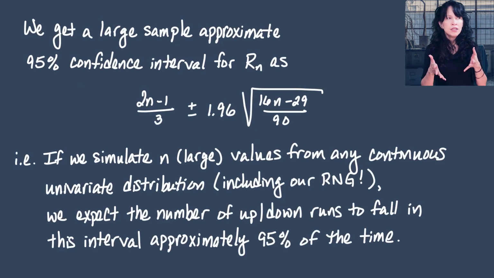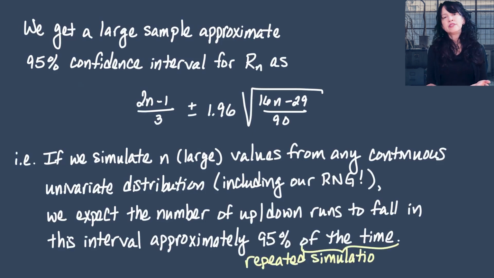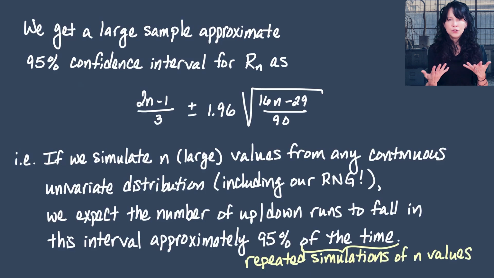For your one simulation of size, say 100,000, it will be in there or not. There's no "of the time." But what it means is if you were to repeat it and get a new sample of size 100,000 and a new one and a new one, approximately 95% of those large samples, if you computed up-down runs, the runs will fall between these values.